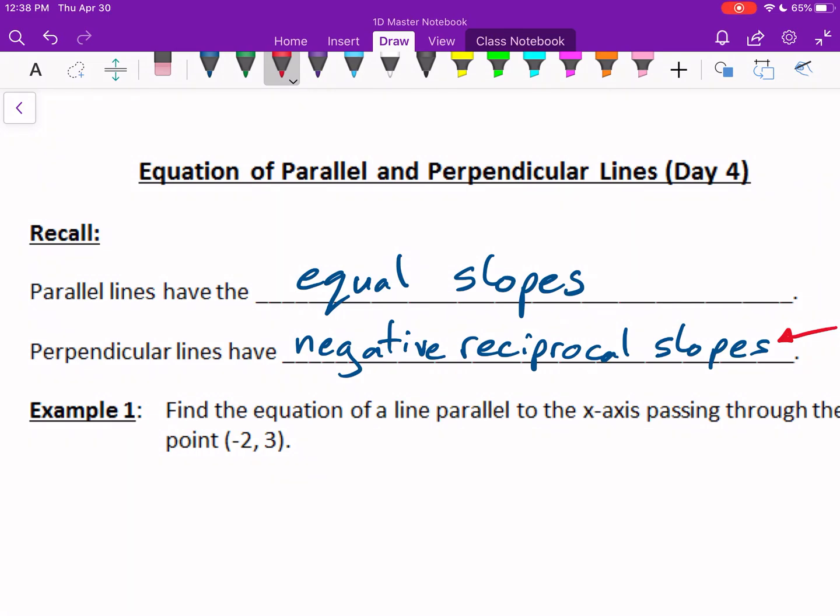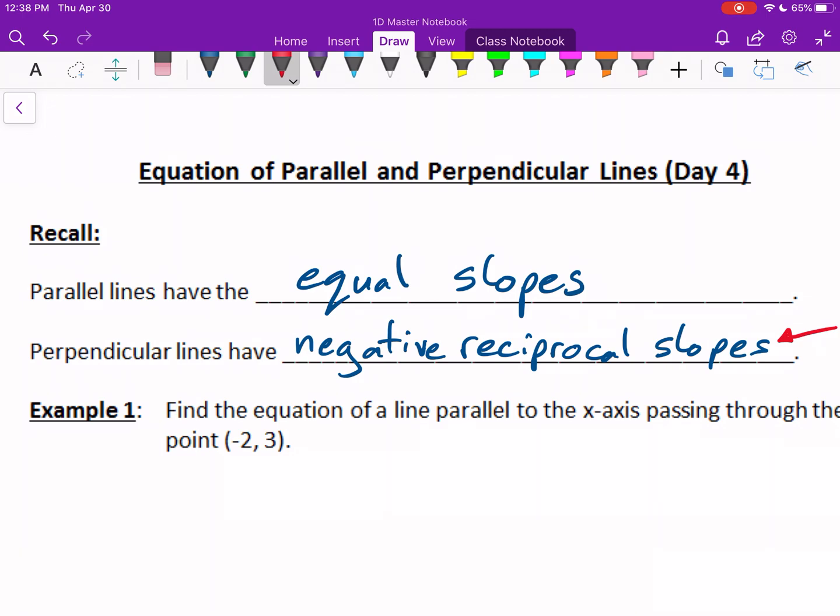Today we're going to continue working with y equals mx plus b. That's why this is called day 4 of working with the equation of a line. We're going to focus, however, on parallel and perpendicular lines today. And so we've talked about parallel and perpendicular lines before. So let me just remind you how we recognize them.